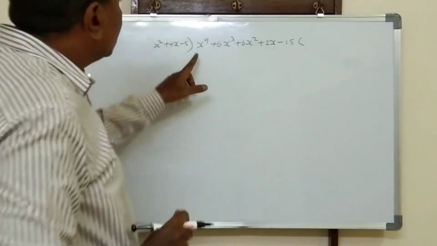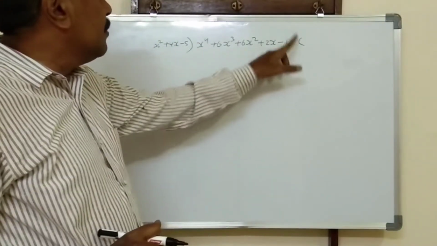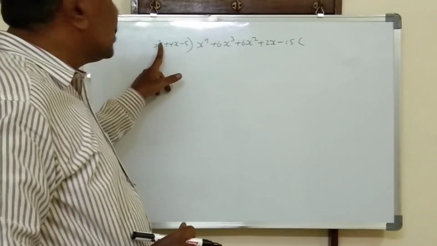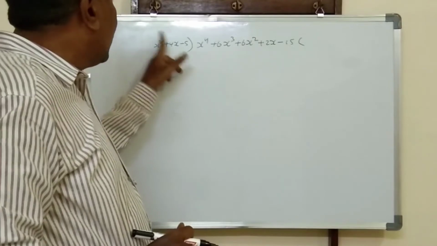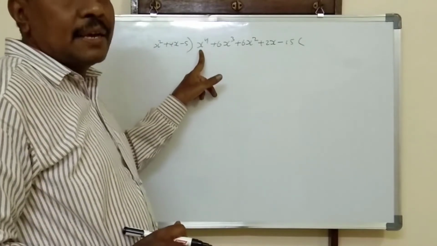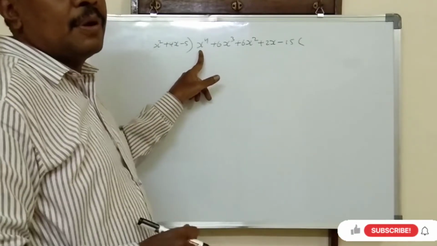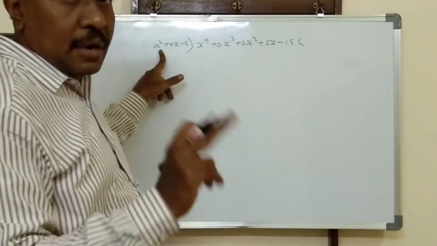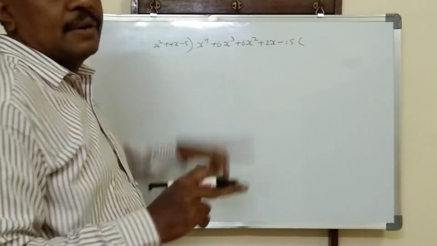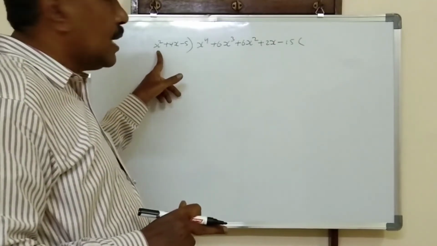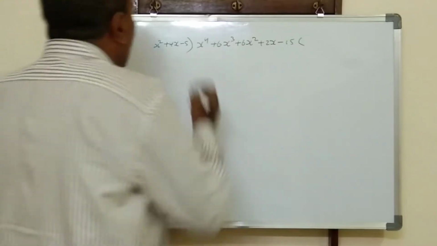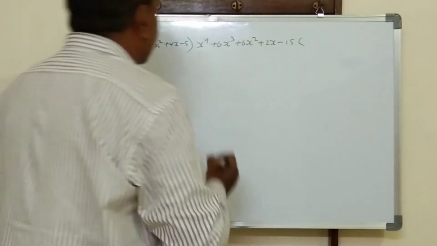Okay, see, you can observe that this is the dividend. The degree of the dividend is 4 and the degree of the divisor is 2. So the degree of the divisor is less than the degree of the dividend. Okay, so it is very important that the degree of the divisor should be less than or equal to the degree of the dividend. Okay, so how to divide?